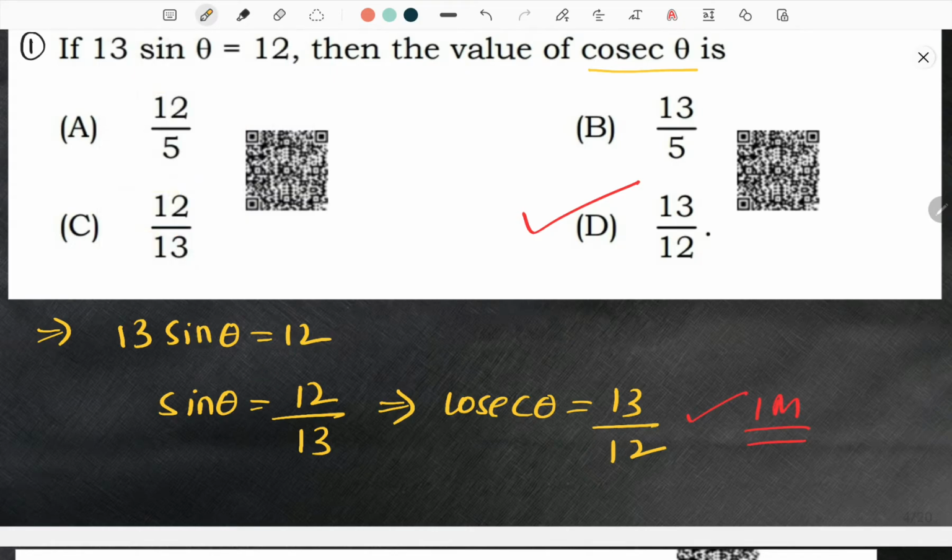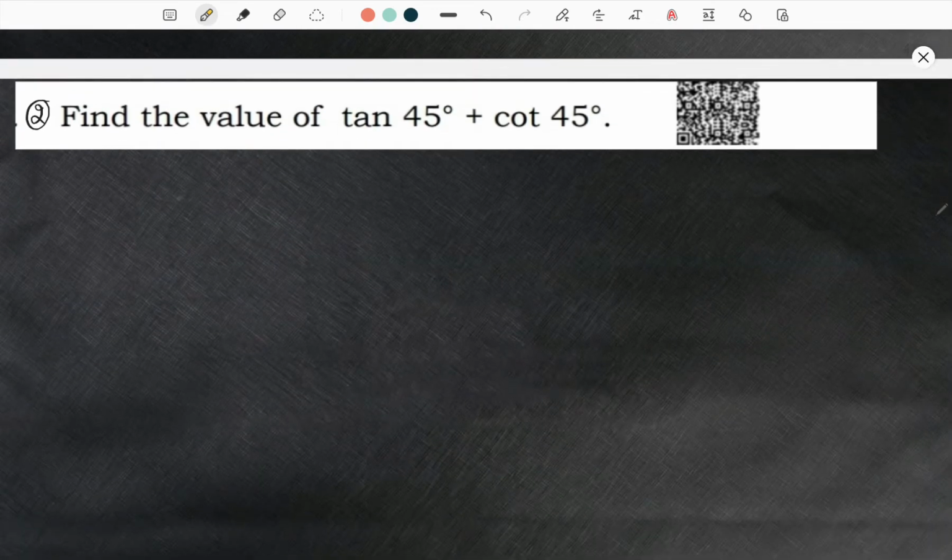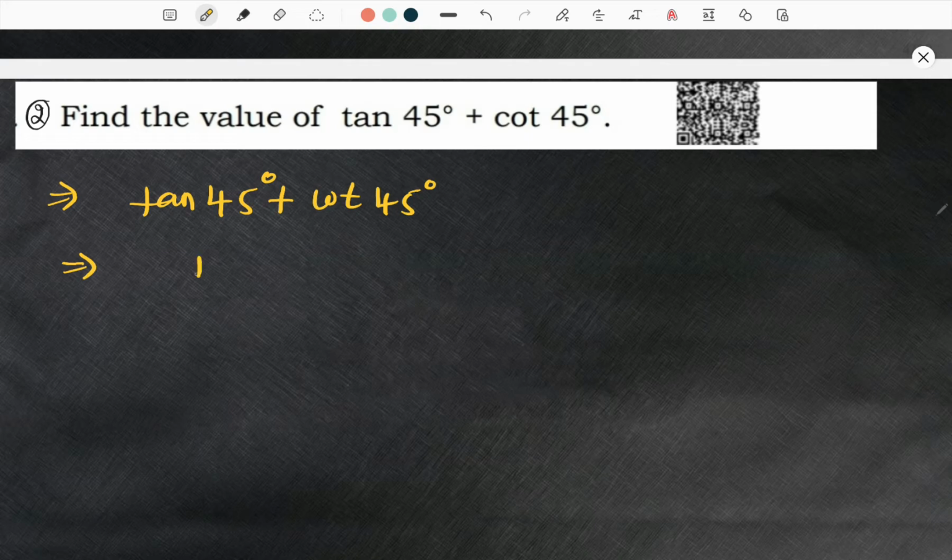Let's move on to the second question. The second question is: find the value of tan 45 degree plus cot 45 degree. Quite a simple question. So what is the value of tan 45? Tan 45 is 1, plus cot 45 is also 1. 1 plus 1 is 2. That's it, done. You got 1 more mark.